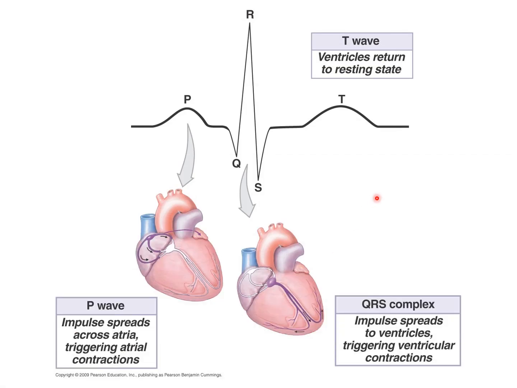So these are the P, Q, R, S and T. These are the formation of the ECG. So where does the P wave come from? Impulse spreads across the atria, causing atrial contraction.